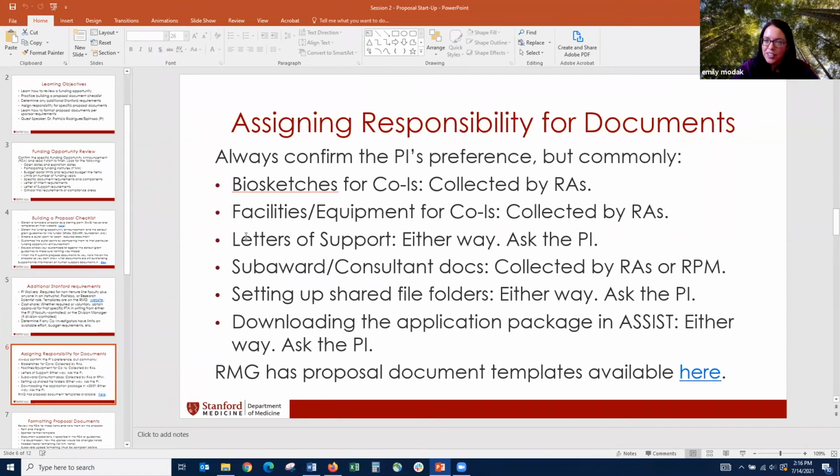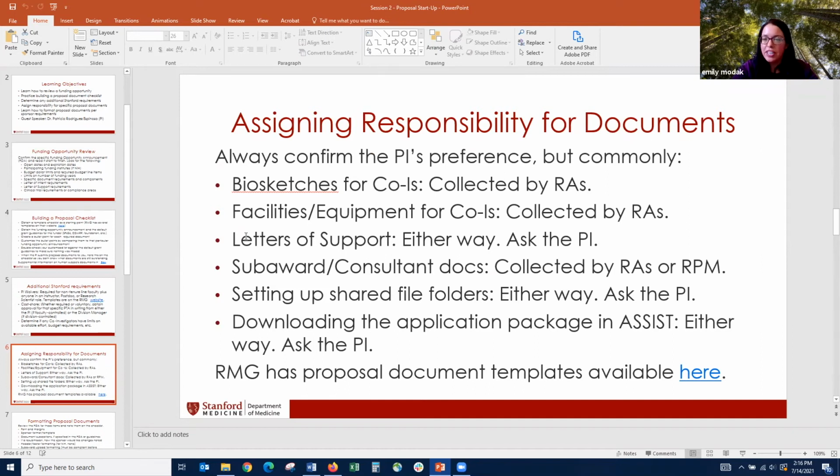All right, so once you've got your checklist all worked out, the next question is who's responsible for what? So I always check with the PI to see what they want, but here is kind of commonly how it goes. The biosketches for the co-investigators, usually I, the research administrator, would collect that along with their facilities and equipment.